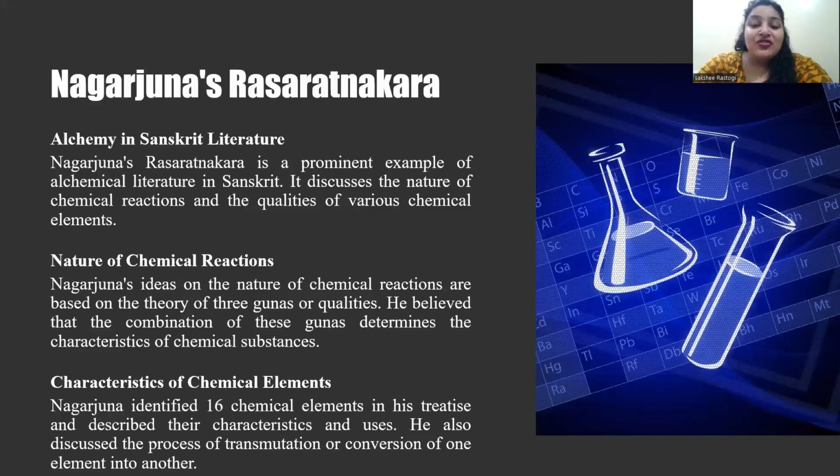Nature of chemical reaction. In the context of Sanskrit literature and ancient Indian alchemy, the nature of chemical reaction was understood to involve parinama, transformations, which is the change of one substance into another. Transmutations, the conversion of base metal into gold or silver. Modification, the alteration of properties or forms, and processing, the treatment of substances to enhance their properties. Combination is the union of substances to form new compounds. Separation is the separation of a compound from a mixture.